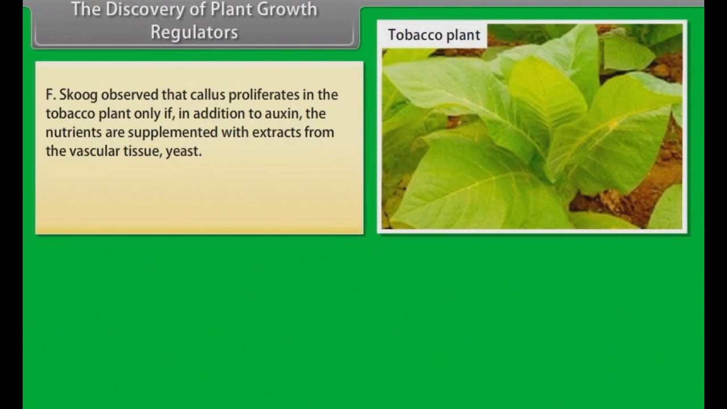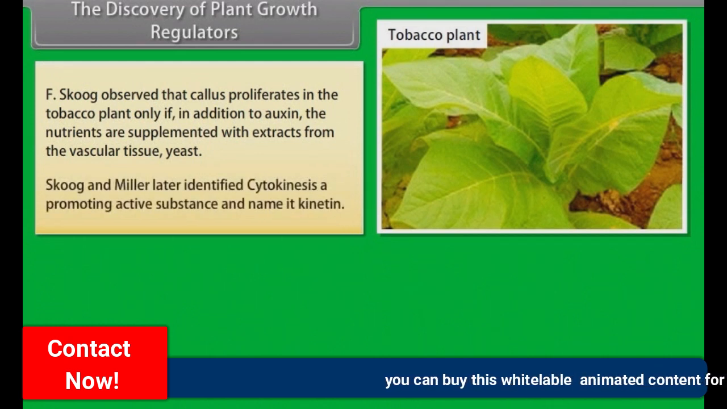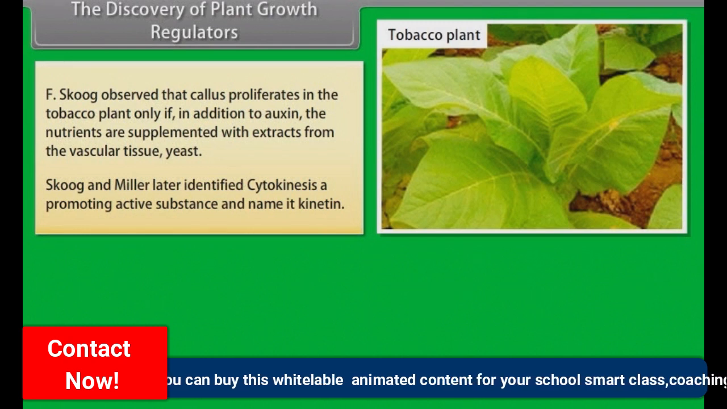The discovery of plant growth regulators. F. Skoog observed that callus proliferates in the tobacco plant only if, in addition to auxin, the nutrients are supplemented with extracts from vascular tissue or yeast. Skoog and Miller later identified a cell division promoting active substance, cytokinin, and named it kinetin.